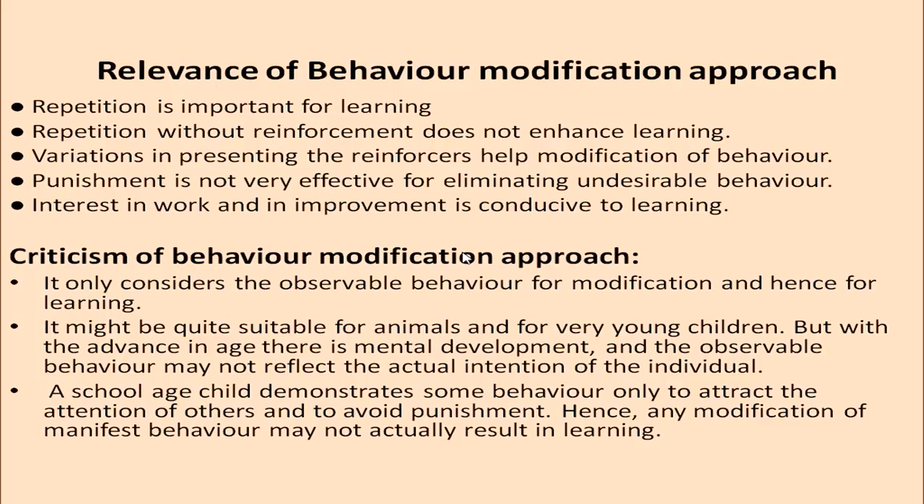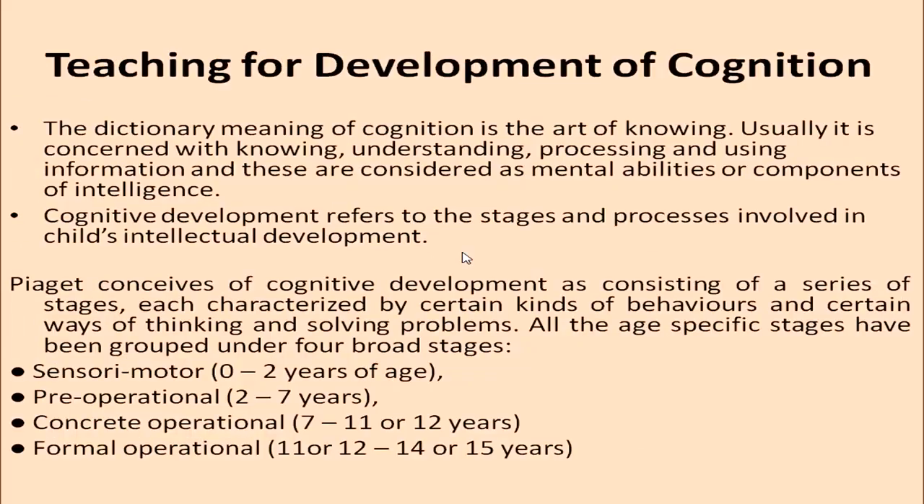A school-age child demonstrates some behaviors only to attract the attention of others and to avoid punishment. Sometimes children also do certain kinds of behavior just to gather the attention of the other person. Hence, any modification of manifest behavior may not actually result in learning. So, not all behavior modification will lead to learning behavior. So, that was the first part of it.